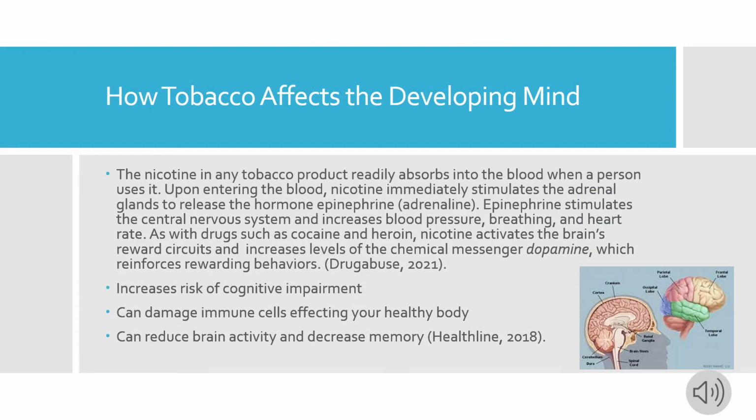How tobacco affects the developing mind. The nicotine in any tobacco product readily absorbs into the blood when a person uses it. Upon entering the blood, nicotine immediately stimulates the adrenal glands to release the hormone epinephrine, or adrenaline. Epinephrine stimulates the central nervous system and increases blood pressure, breathing, and heart rate.